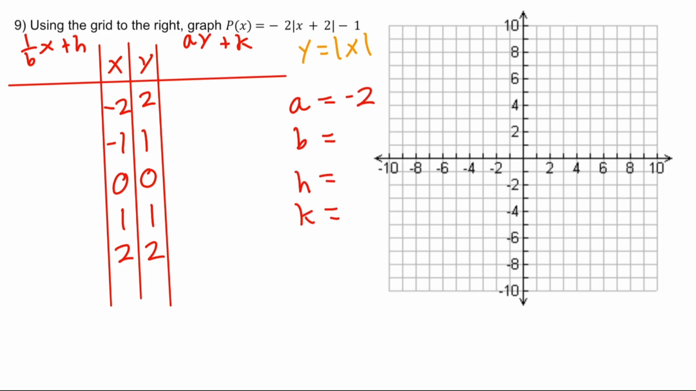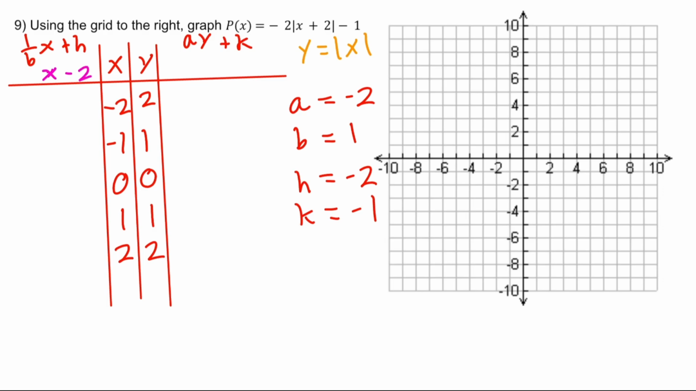A is -2, b is 1, h is -2, k is -1. And so we're going to plug these values into these columns. So b we said was 1, so 1 divided by 1 is just 1. So we're going to have x and then plus h, so x minus 2.